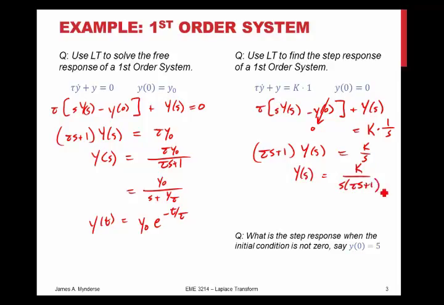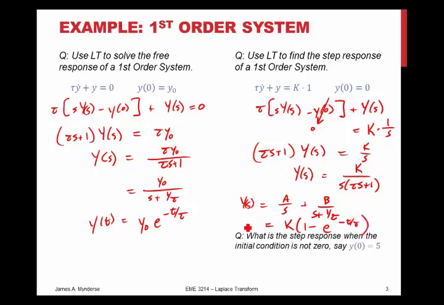So this one is not exactly in your tables. You're going to have to perform a partial fraction expansion. So we can say y of s is going to be equal to some a over s plus some b over s plus 1 by tau. And notice I put it in the s plus 1 by tau because that's going to be what's in your table rather than tau s plus 1. And so if I go through that with my tables, what I'm going to find is that after simplification it's going to be k times 1 minus e to the negative t by tau.